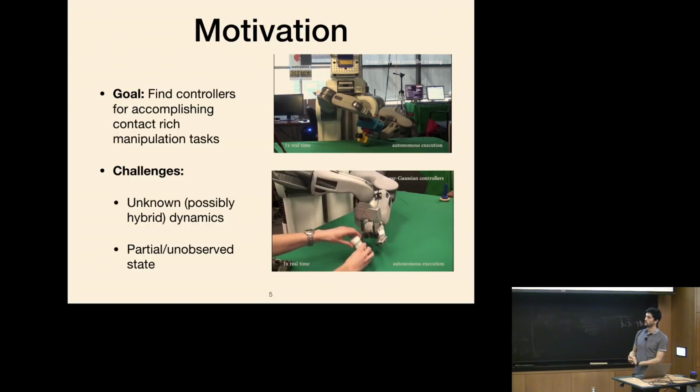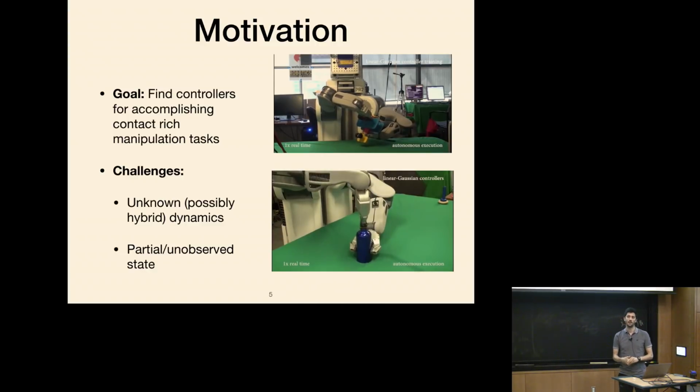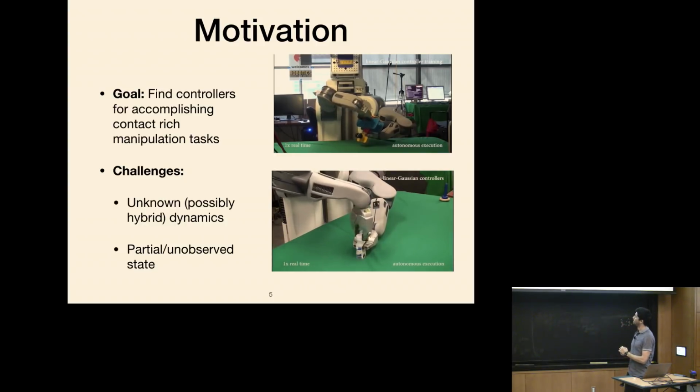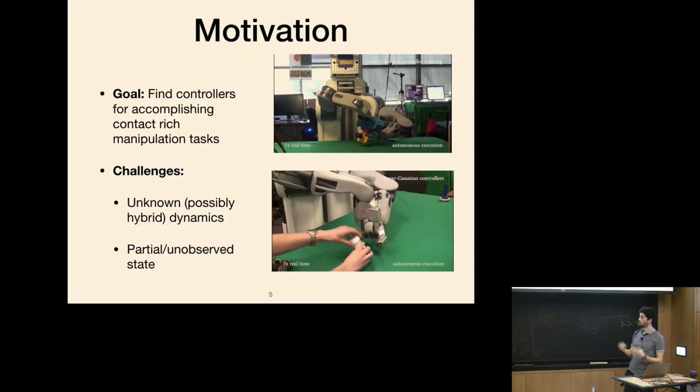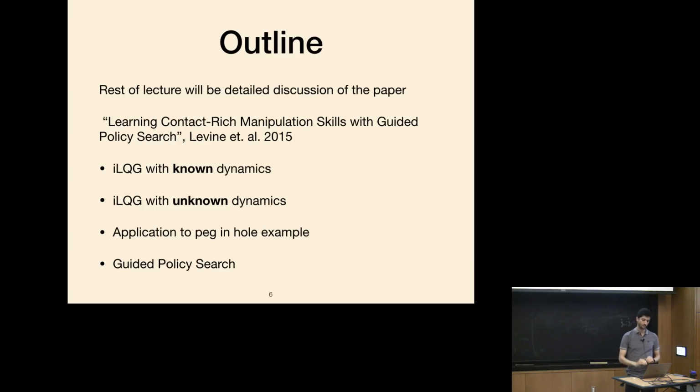Everything I'm going to talk about today is not going to use vision. So these controllers are actually totally blind. There are extensions for how to use vision. If we have time at the end, I'll talk about that. Again, as we said, the challenges are the unknown, possibly hybrid dynamics. In this case, you definitely have hybrid dynamics. And you also have partial and unobserved state.